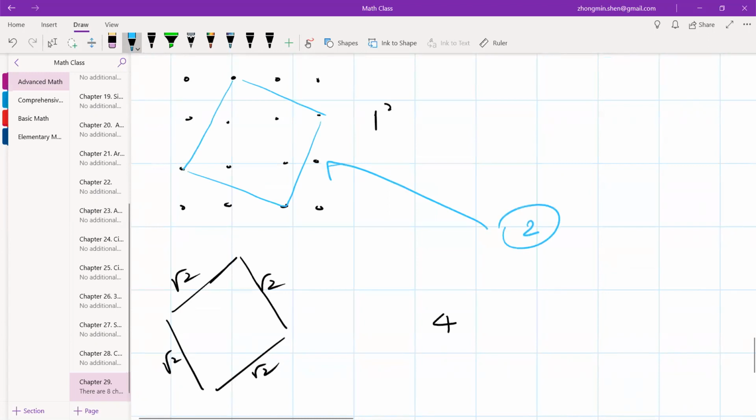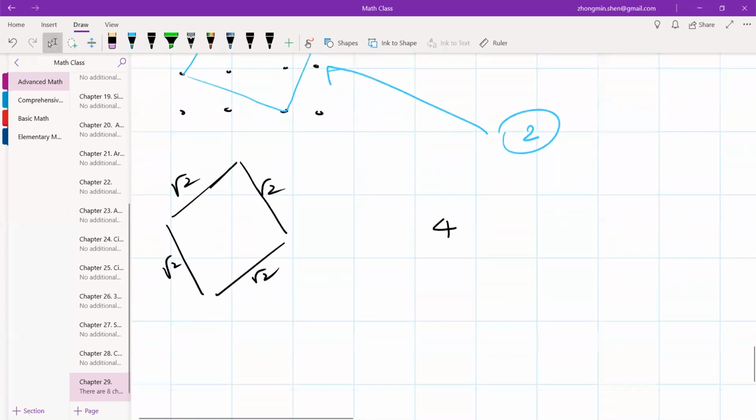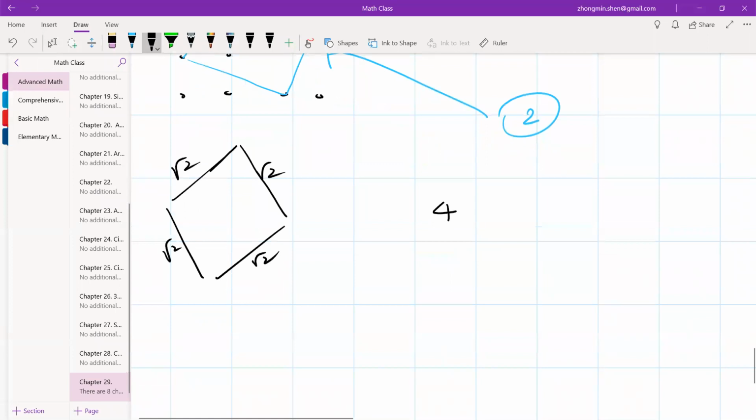So the total will be 1 square plus 2 squares plus 3 squares plus 4 plus 2, which is 20.